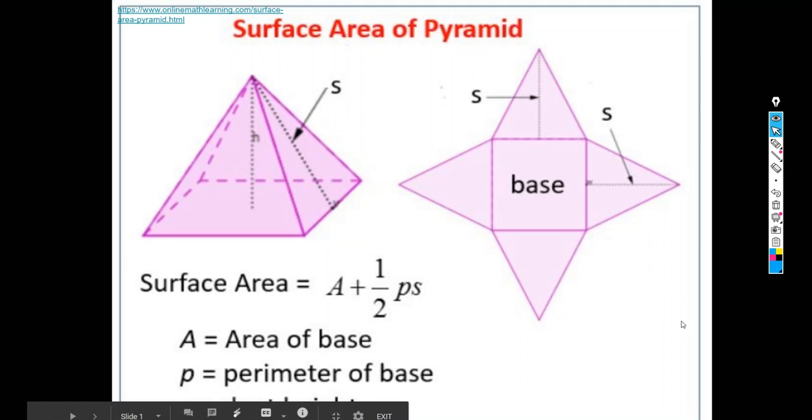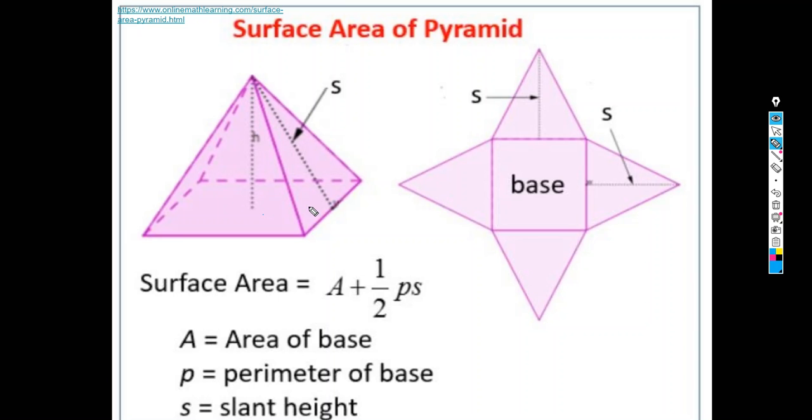Hello everyone. So today we are going to be expanding our knowledge on finding surface area. Today our focus is on finding the surface area of a pyramid. And as you can see on this first slide, we have our pyramid here. You can see the height is in the center. We're not going to be using that to find the surface area, right? That's something we would do to find the volume of this pyramid.